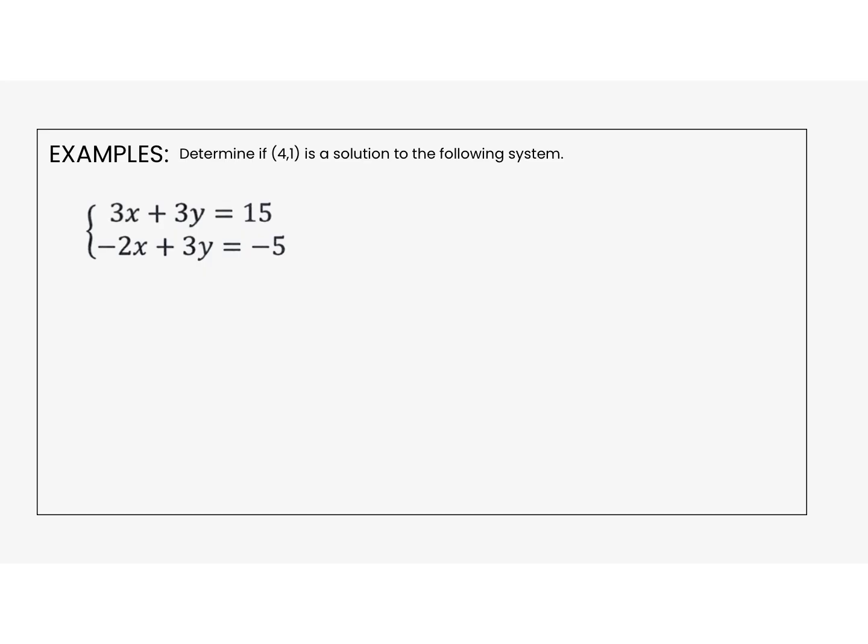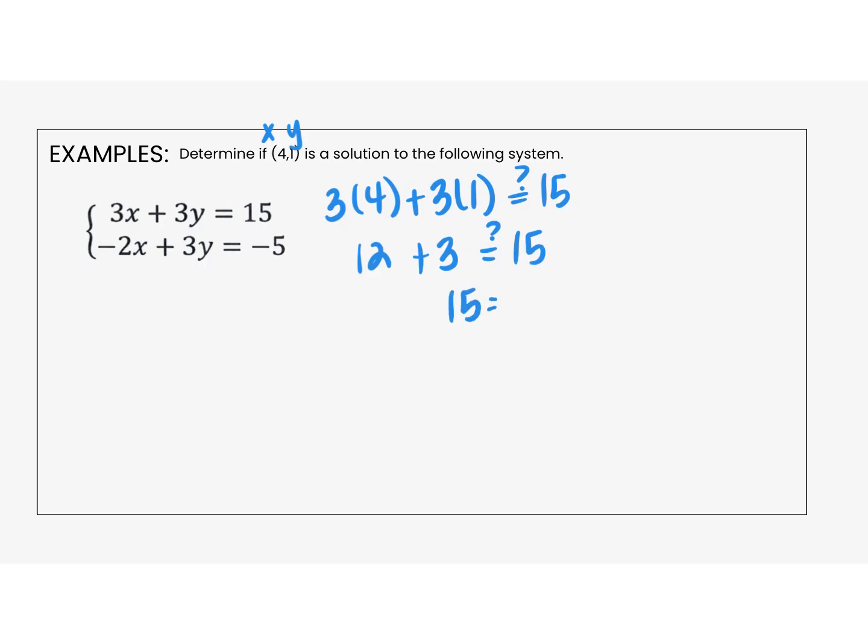So first, if we just want to determine if something is a solution, that means it's going to make both of these equations true. So all we're going to do is plug in, here's an x, here's a y. We're just going to plug that into these equations to see if it works. So 3 times 4 plus 3 times 1, does that equal 15? And that's 12 plus 3, which, yes, is 15. So it works in that one.